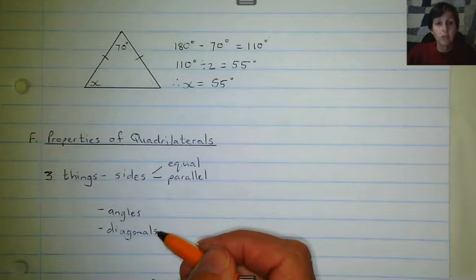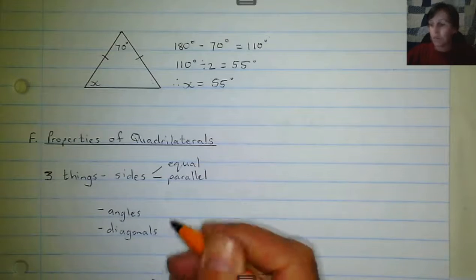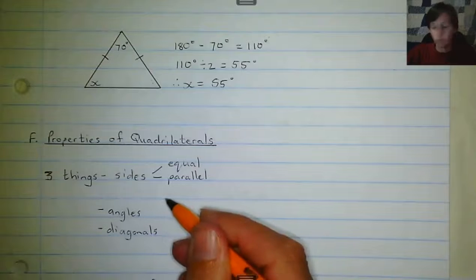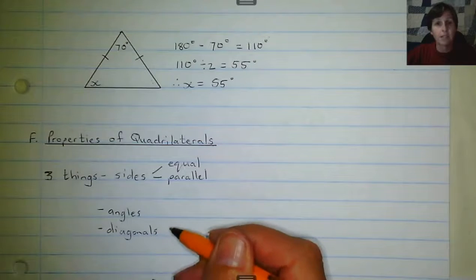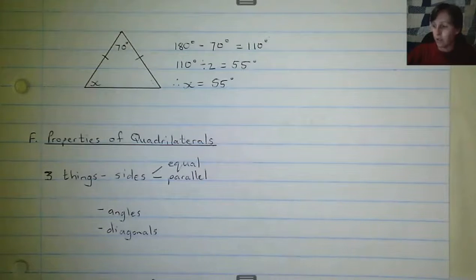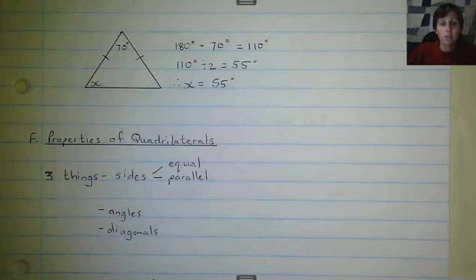Now with the diagonals, we check, do they bisect each other? Do they cut each other in half? Are they equal in length? So the diagonals are quite important. And also when they bisect each other, do they bisect each other at 90-degree angles? Are they perpendicular to each other? Alright, so those are the properties of the quadrilaterals. Please go and study them.